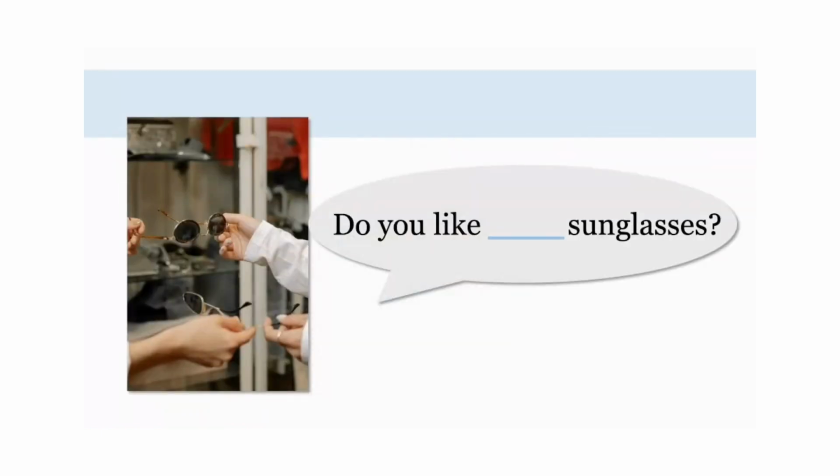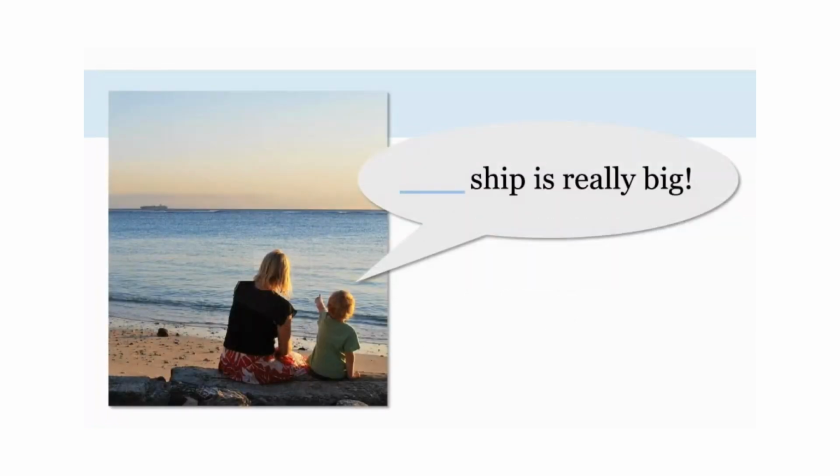Okay, you try. Can you fill in the blank with this, that, these, or those? I'll give you a hint. Near and plural. Do you like these sunglasses? How about here? He's pointing far away. It's far and singular. So he says, "That ship is really big."